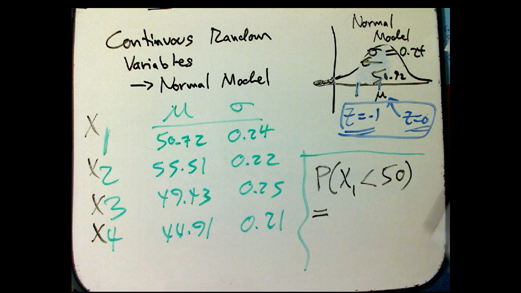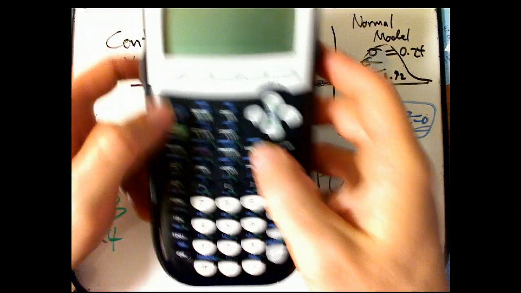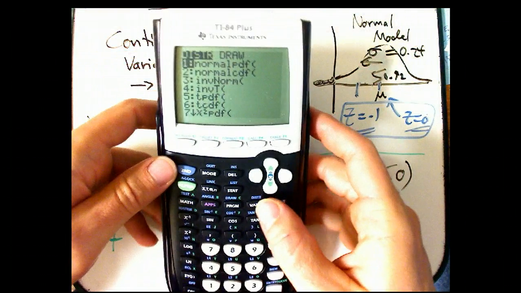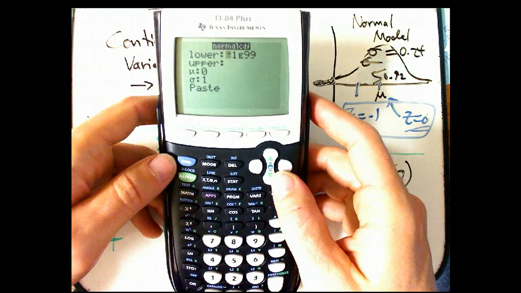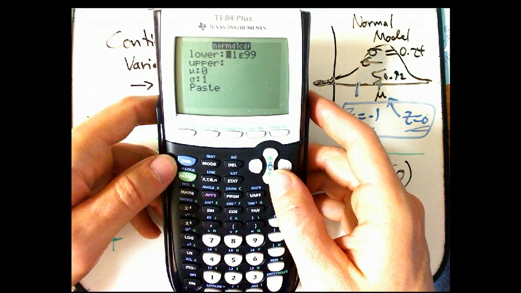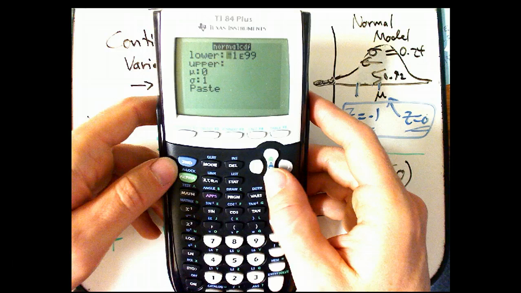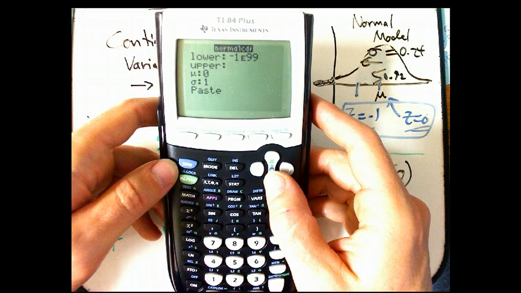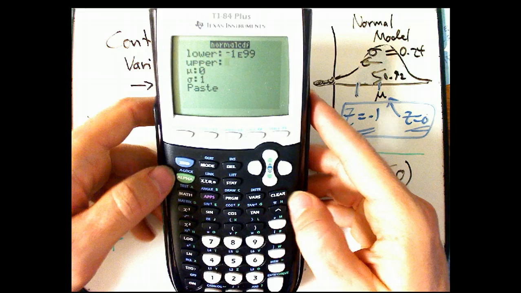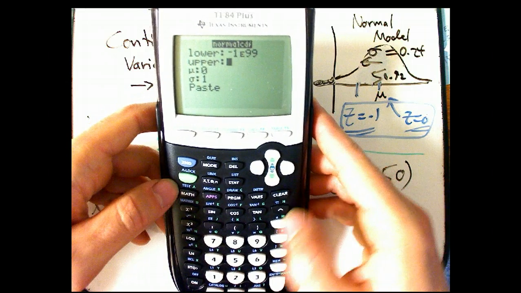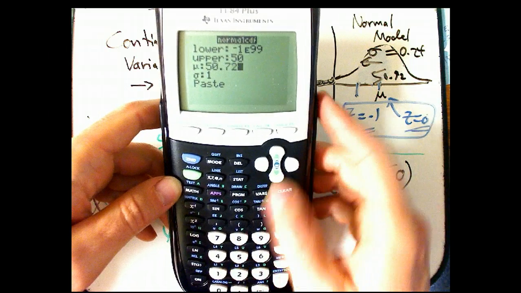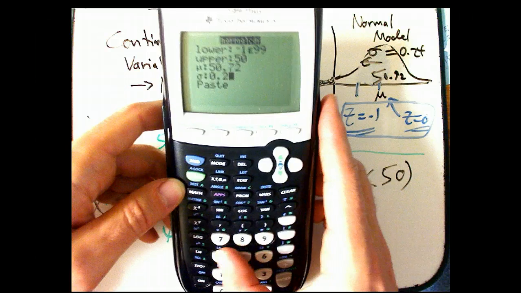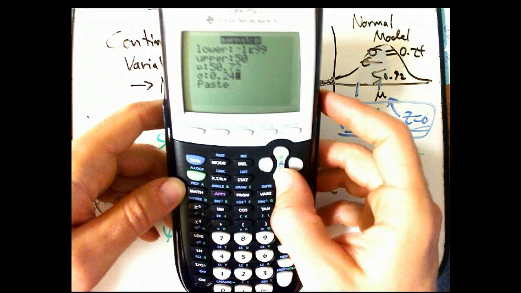Probably pretty small. Okay, so we could do that on the calculator. Let's heat the calculator up here. Go to normal CDF, our friend. Now lower it says minus 1e9999. It's suggesting let's have an absurdly, hugely negative lower limit. That's fine by me, because we don't have a lower bound. We don't want to have any lower bound for the time here. We just want an upper bound of 50. The mean is 50.72, and the sigma is 0.24. Okay. Now I just go to paste.